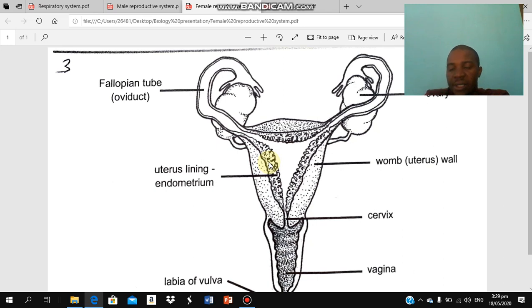Name the secondary changes which take place in girls when they reach puberty stage. One, the breasts enlarge. Two, the sex organs enlarge. Three, hair grows under the armpits and around the sex organs. Four, the menstruation cycle starts. The menstruation cycle is a lesson which we are going to look at in the next lesson, and it is controlled by the two hormones, estrogen and progesterone.